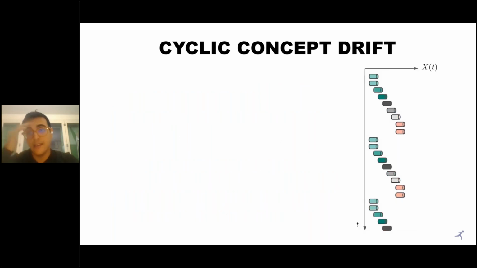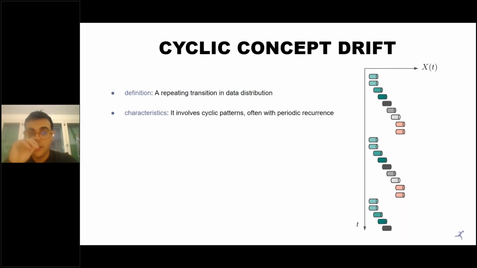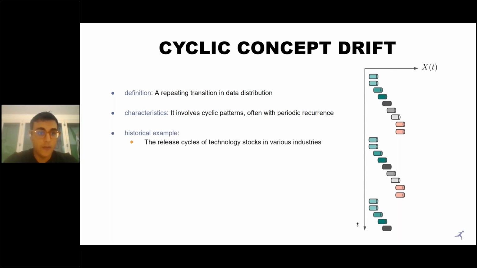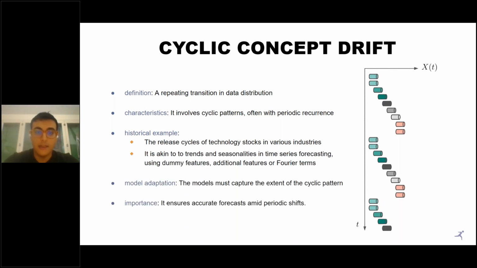We'll close with cyclic concept drift. This is the easier one to grasp, but as you can see, the idea is that we have a repeating transition, the distribution that will take us to a new distribution and back to the starting one with some periodic recurrence. Of course, this is akin to the cycles of technology stocks in various industries, and it requires models to learn and capture the extent of the cyclic pattern.